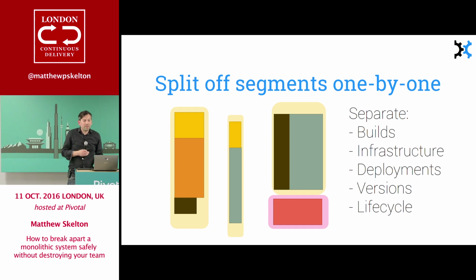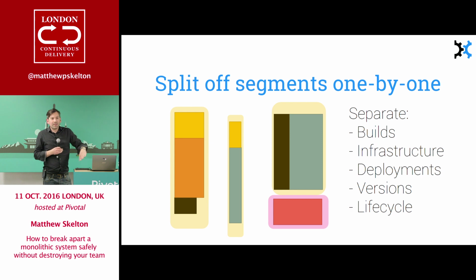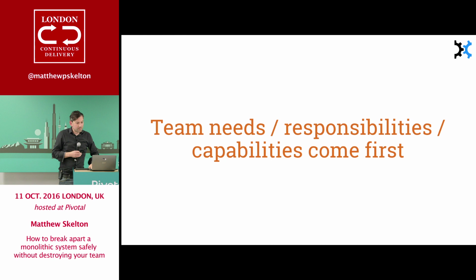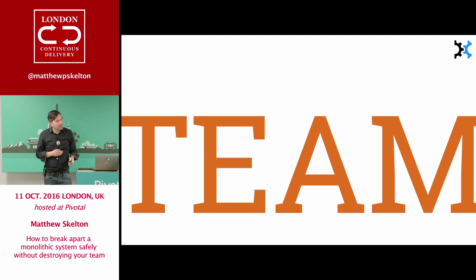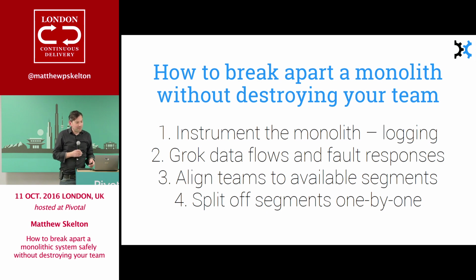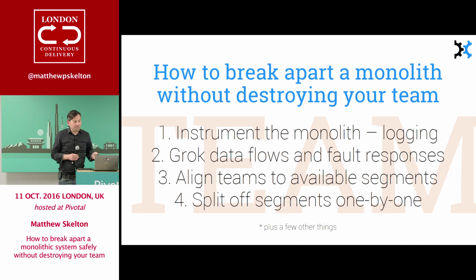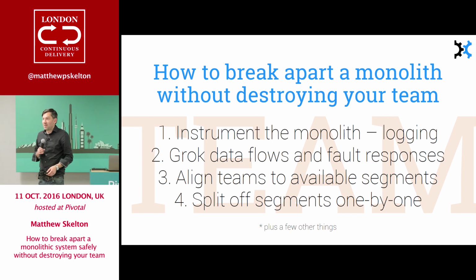But what we've done here is we've made sure that the teams involved are able, willing, and skilled up enough to deal with that slice of what they've been given. So the team needs and responsibilities come first. Just to re-emphasize that, there's the team again. So how to break apart a monolith without destroying your team is to do all these things: instrument the monolith, really understand how it actually works first, understand the data flows and fault responses and other operational things, line up the teams to the available segments and split these off one by one. But we need to make sure that we don't forget the team. So the team's always in the background now.